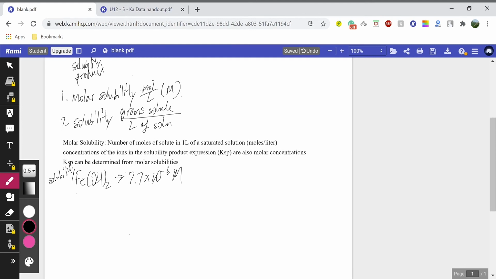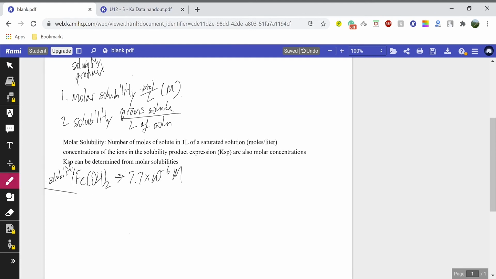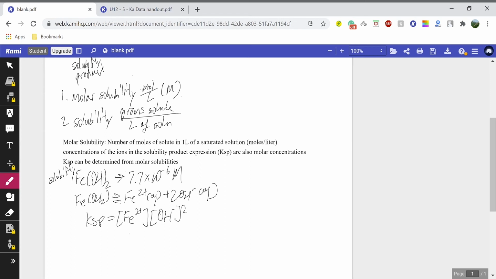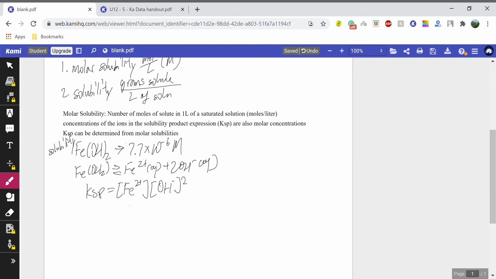Our first step is always to write the dissociation equation. So we have Fe(OH)2 solid forming Fe2+ aqueous plus 2 OH- aqueous. With this, we can write the Ksp. Ksp is equal to the concentration of Fe2+ times the concentration of OH- squared. And we do not include Fe(OH)2 because it is a solid.